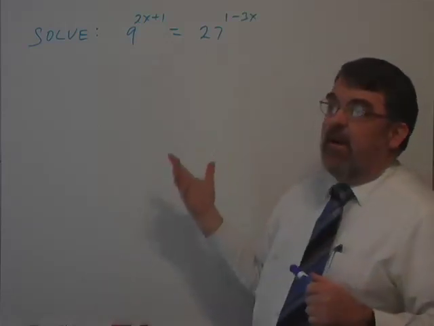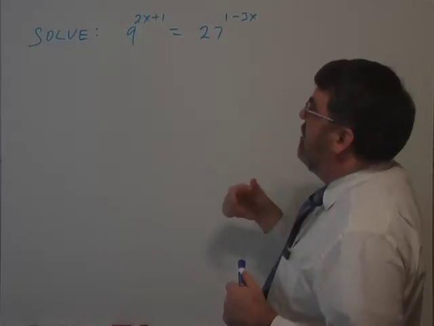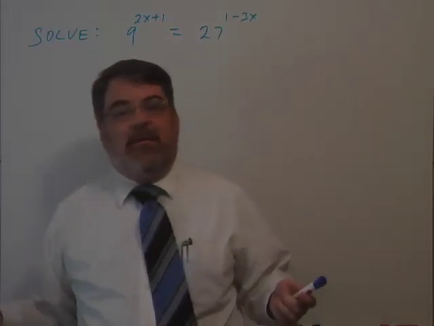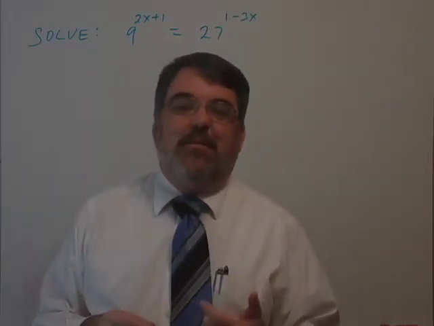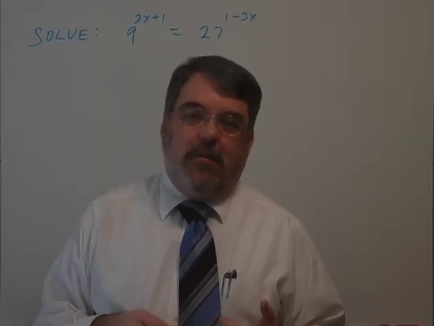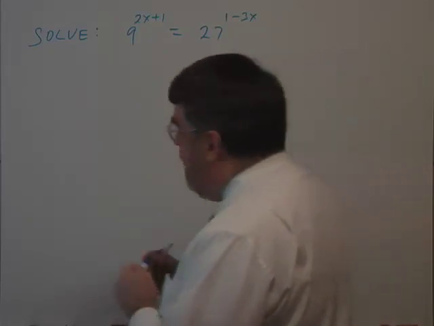Now, if the bases were not powers of a common base, for example, if this was a 7 and this was a 13, we'd be out of luck right now. But we can solve those. We'll solve those types in a later section after you learn about logarithms. But for right now, let's go ahead and solve it directly.